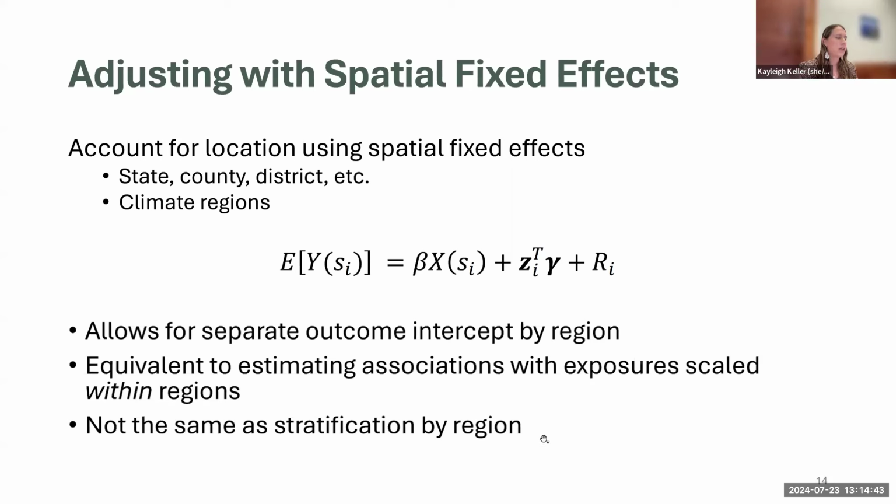I do, though, just want to point out, this isn't the same as stratifying by region. When you stratify an analysis, you're basically taking your cohort and splitting it up into a bunch of different smaller groups. We're not doing that here. We're just adding a region term to our model to account for it, to adjust for it, but we're not interacting with everything. So we're not stratifying.